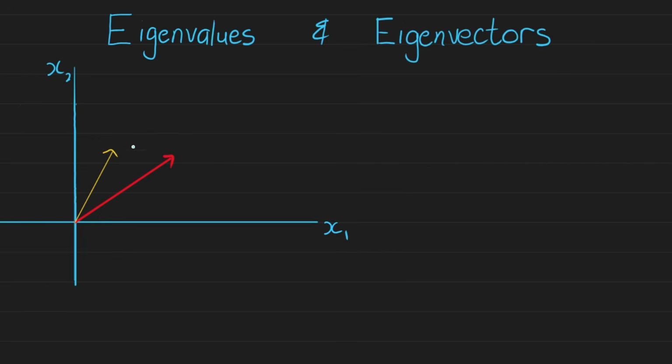On these axes x1 and x2, we have two vectors. This orange vector is coordinates 1, 2, and this red vector is coordinates 2, 2. Now what we're going to consider is a transformation of these vectors. When we say a transformation, what we mean is that they can change in size, in other words they can become smaller or larger, and they can also be rotated, so they can change their actual direction.